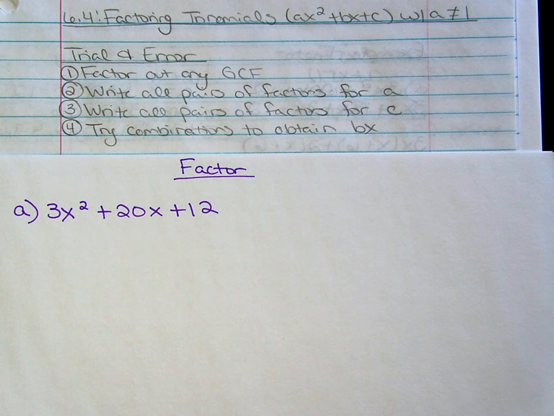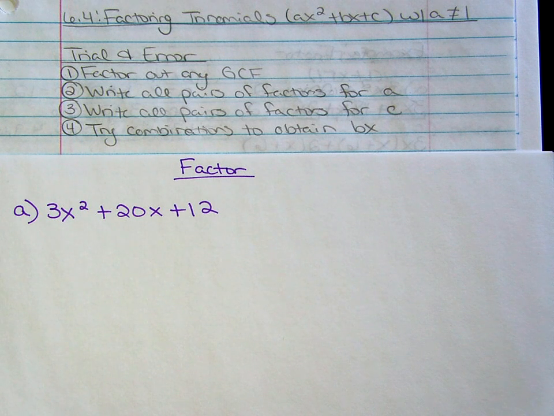So the first one is 3x squared plus 20x plus 12. We should always look to see, can we factor anything out of all of these terms? Well, 3 and 12 both have a 3 in common, but 20 doesn't. 20 has a 2 in common with 12, or even a 4 in common with 12, but 3 doesn't. So there's not anything that we can pull out of all 3 of the terms. So step 1 is irrelevant for this problem.